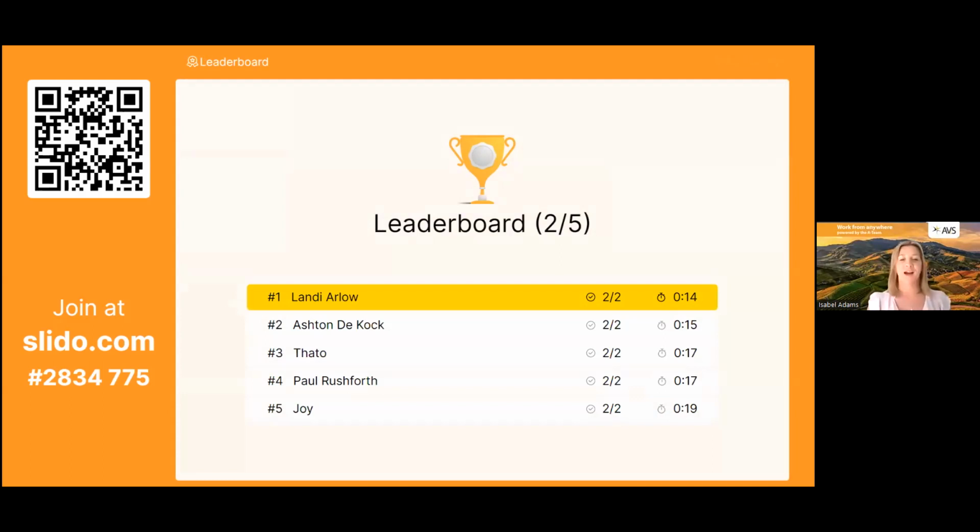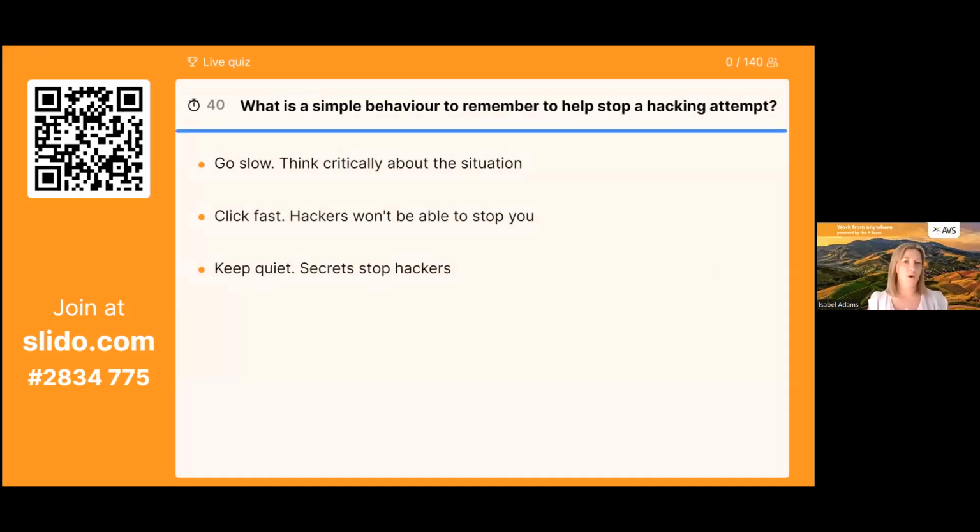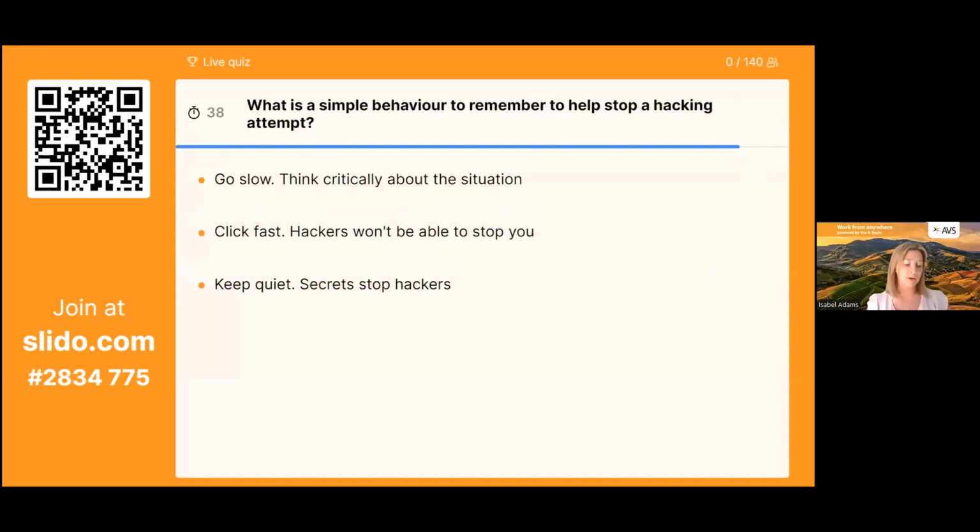Let's move on to our third question of today, which is, what is a simple behavior to remember to help stop a hacking attempt? Should you go slow and think critically about the situation, click fast so hackers won't be able to stop you, or keep quiet because secrets stop hackers? And we have a couple of seconds left to answer this question. Okay, let's get into the answer in 2 seconds. 1.